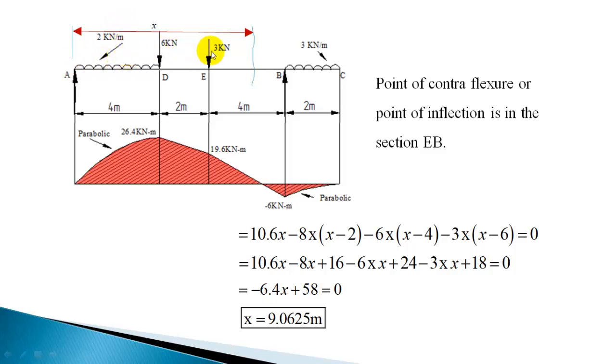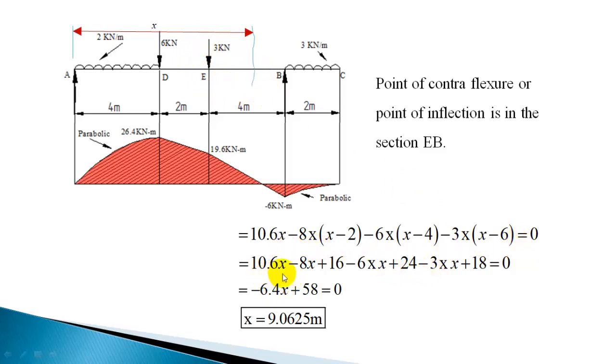So 8 into the distance, which is x minus 2. And again 6 into the distance, which is total x minus 4. So 6 into x minus 4, and 3 into the distance, total x, you have to subtract 6. So minus 3 into x minus 6, because a downward force will produce a negative moment. So this is the bending moment equation.